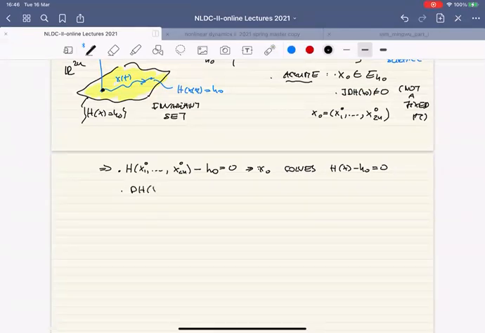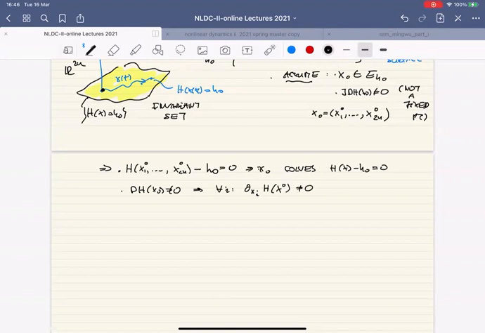So dh at x naught is non-zero, which then implies that there exists at least one index in this gradient which is non-zero, right? So there will be at least one partial derivative with respect to xi of h that I take at x naught that is non-zero, okay?